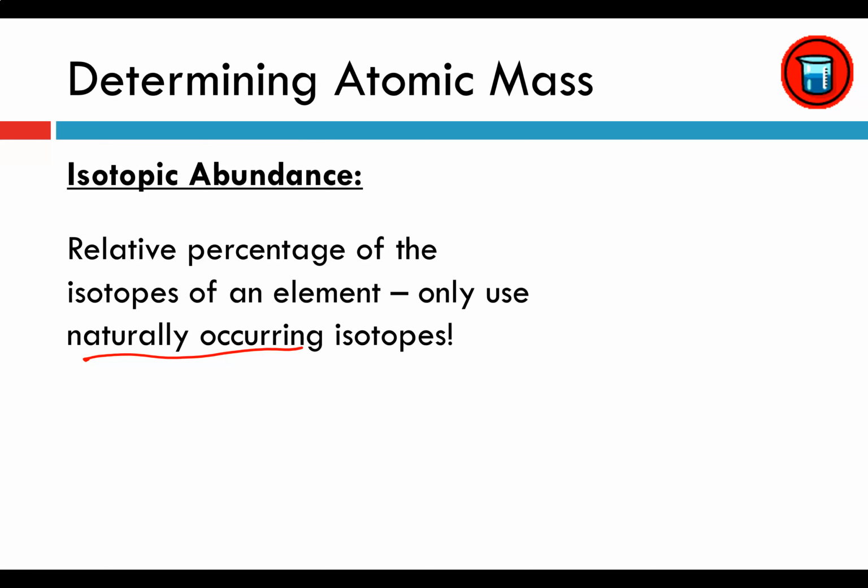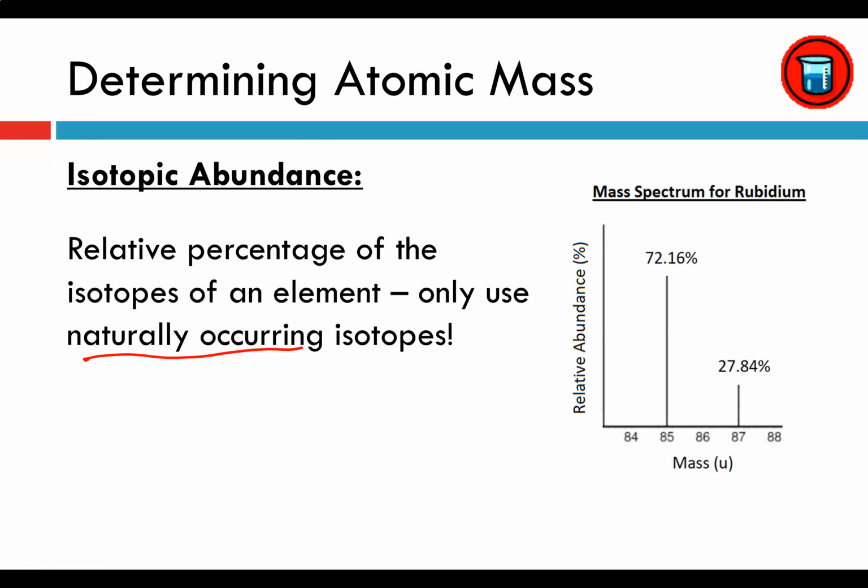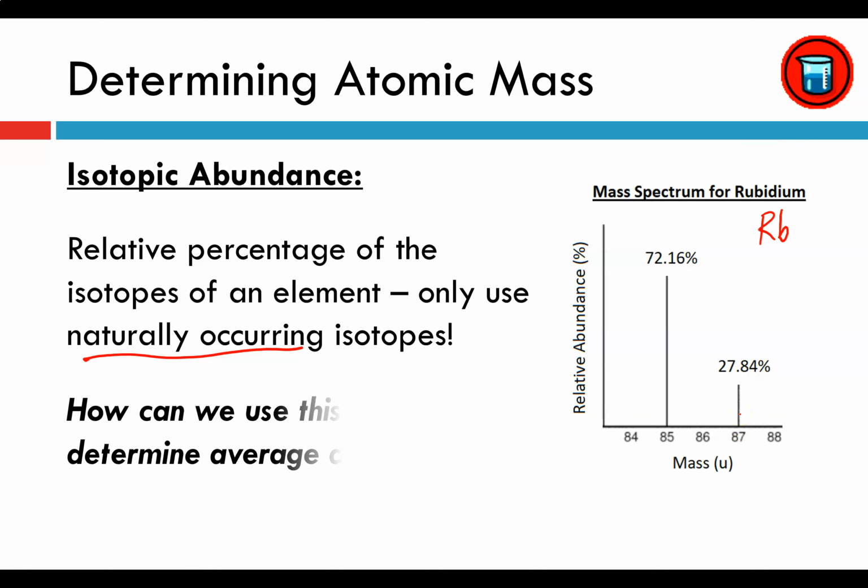We'll look at a simpler example than the zirconium that had 5 isotopes. Let's start with something like rubidium that has 2 major isotopes. Rubidium, which is Rb on the periodic table, comes in mass of 85 and 87 U. Based on my mass spectrum, I can see that 72.16% of all rubidium atoms have a mass of 85 U. The remaining 27.84% have a mass of 87 U.